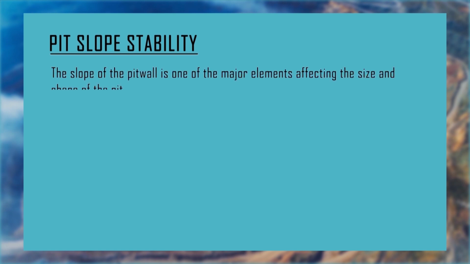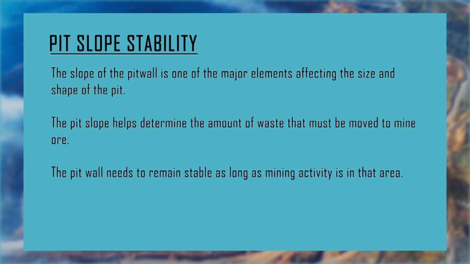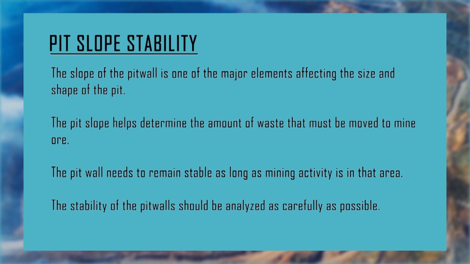The slope of the pit wall is one of the major elements affecting the size and shape of the pit. The pit slope helps determine the amount of waste that must be moved to mine ore. The pit wall needs to remain stable as long as mining activity is in that area. The stability of the pit wall should be analyzed as carefully as possible, and for the purpose we calculate or determine the factor of safety for different types of failure.